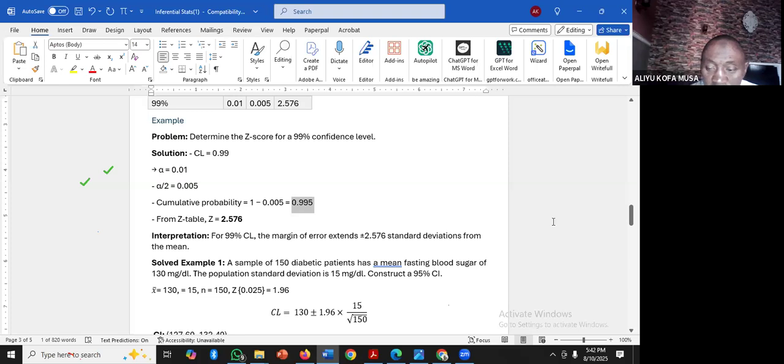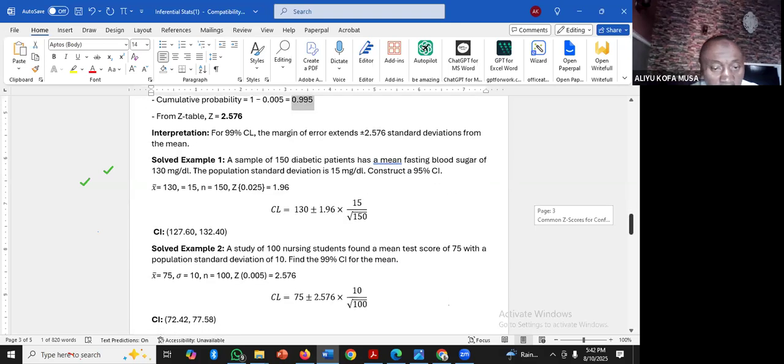Okay, this is the interpretation, that the margin of error extends plus or minus standard deviation from the mean. So when you now take 99%, there is a high chance of plus or minus that the values deviated from the actual mean of the population.